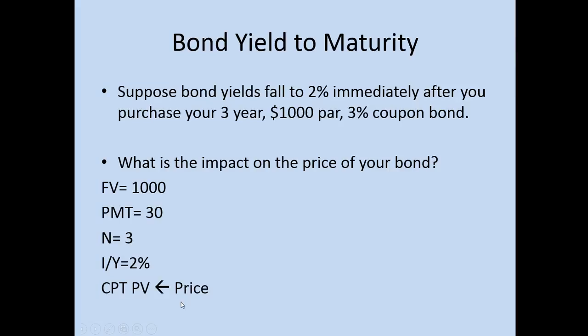Future value is still 1,000, 30 payment. The only thing we're changing is the yield that the rest of the market is getting. Well, my bond's better, so you should have found that the price of your bond is higher. In other words, to compensate you for the fact that your bond has a better interest rate than what's on the market, they pay you a little bit more money. And so whenever a price is above par like this, we call this a premium bond, selling at a premium.